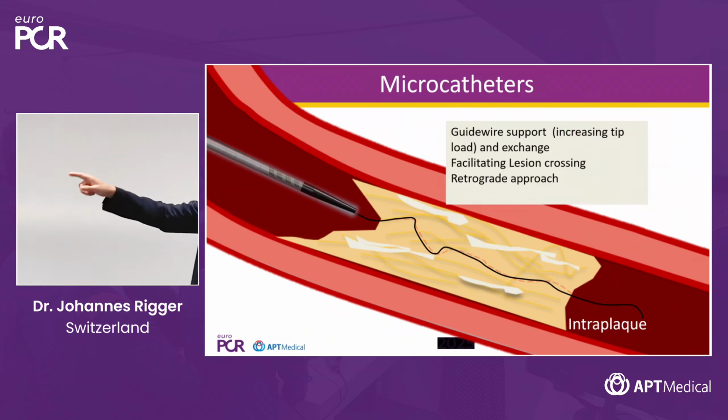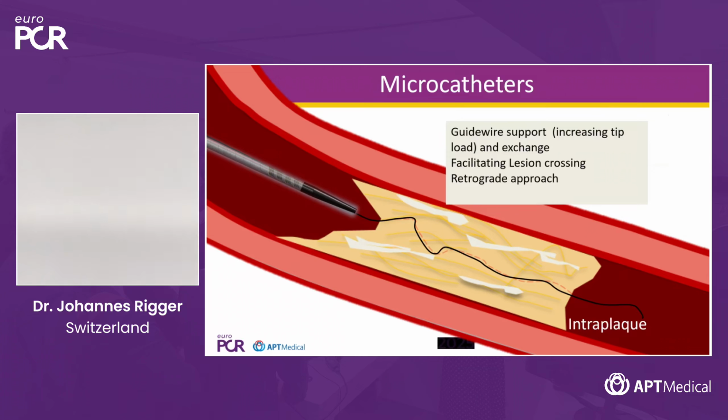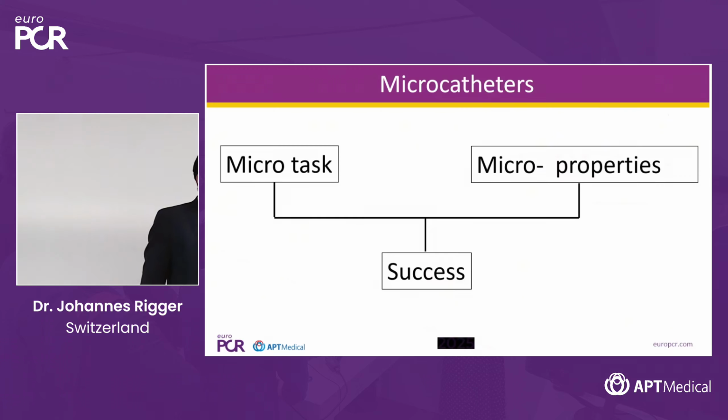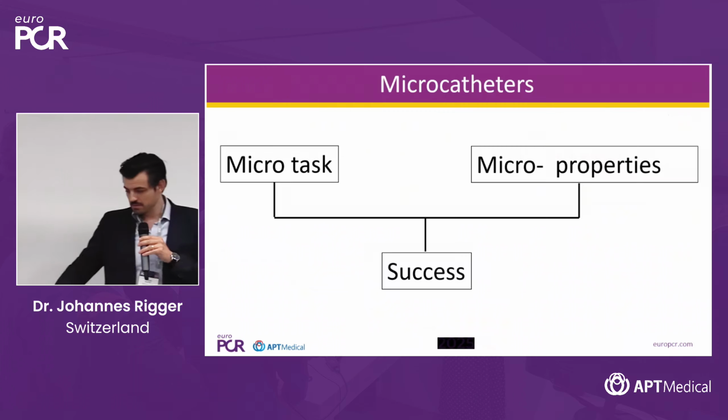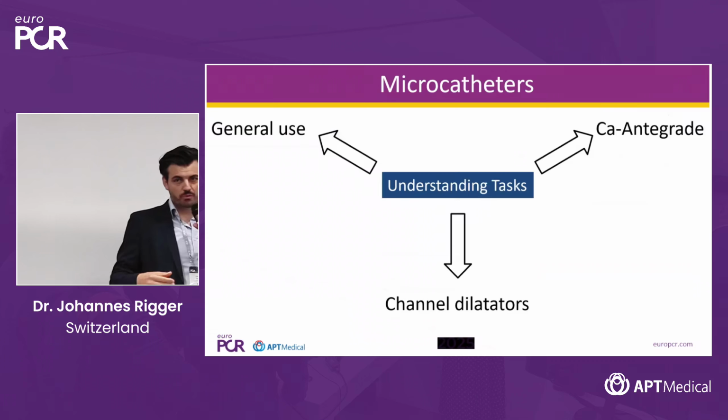And what purpose, after choosing the right wire, does a microcatheter serve? It's a thing of guide wire support. It will increase your effective tip load. It facilitates the wire exchange and also facilitates retrograde options. When you take a microcatheter, you have to think about what you're going to achieve. So you have a micro task, you have properties, and this combination is leading to success. You have to understand what you want to achieve before you take your tools.